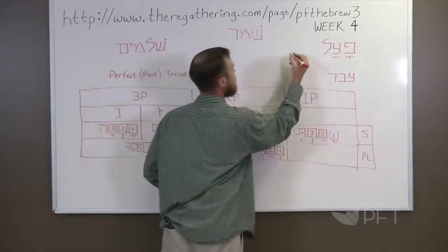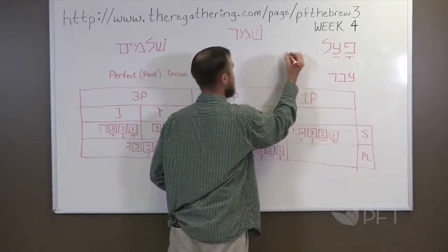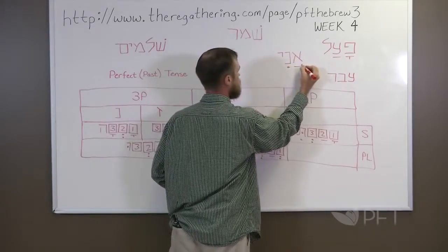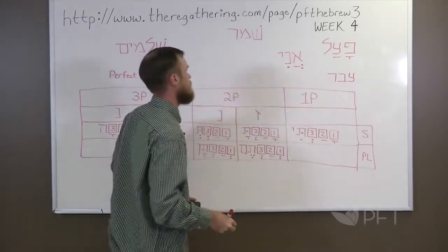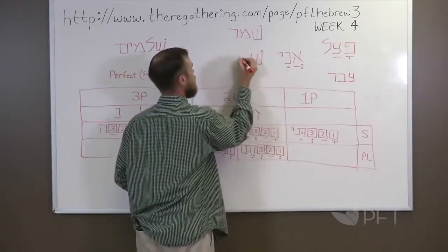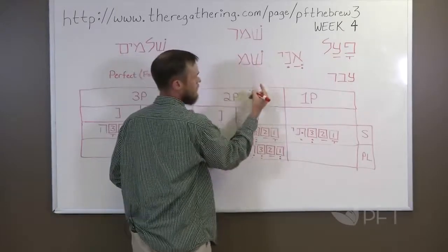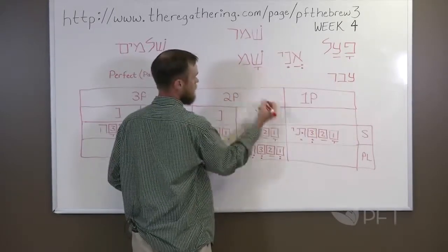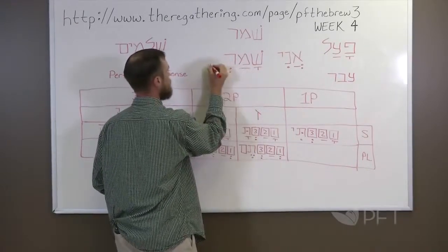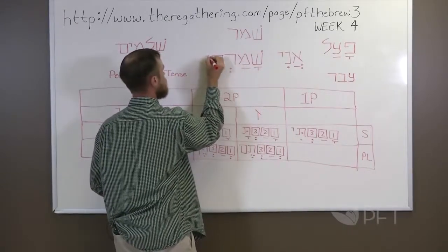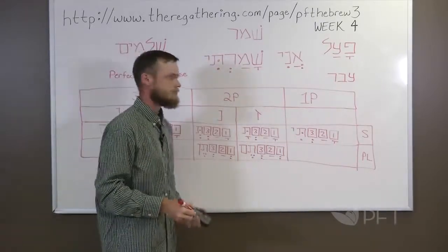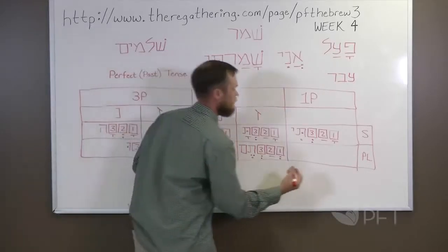Go ahead and rewrite this. So ani is I. We could also say anochi, the full form. But ani is perfectly acceptable. And again, plugging in the first radical, the vowel underneath it, the second radical, the vowel underneath it, the third radical and its vowel, and then our ending. Ani shamarti, I kept.